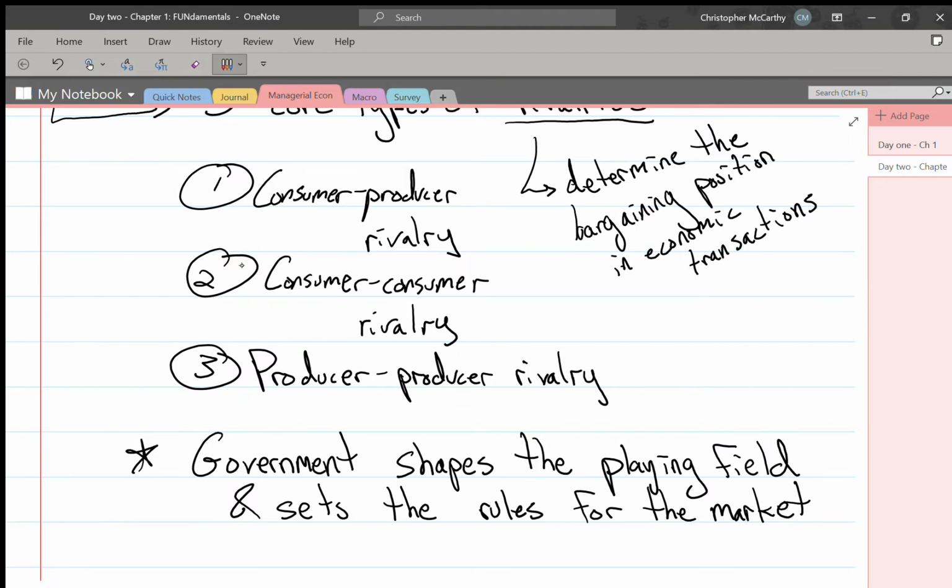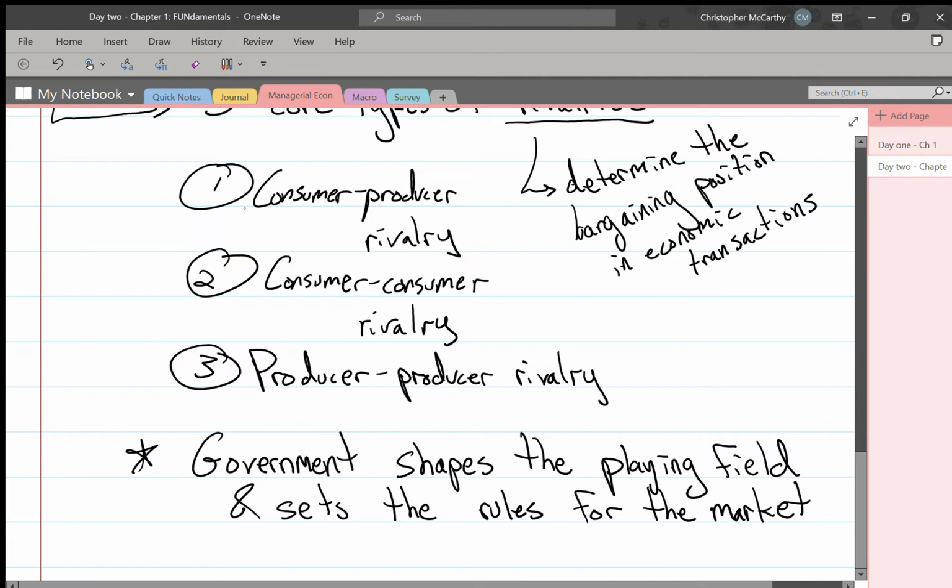We didn't talk about this, so real quick. Consumer-producer rivalry is when there's competing interests of consumers and producers. So consumers are attempting to negotiate or lower prices.